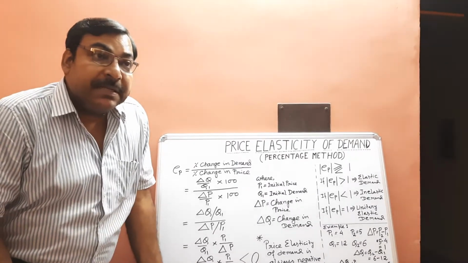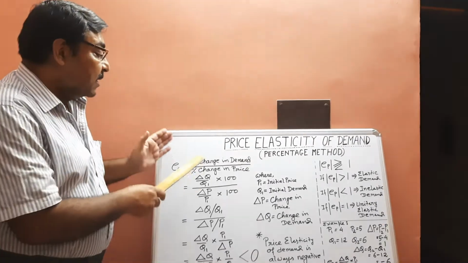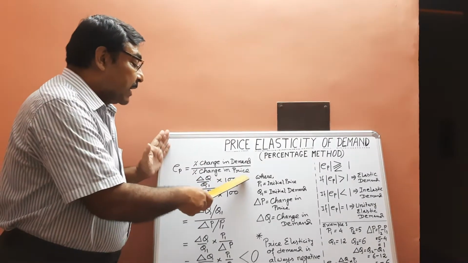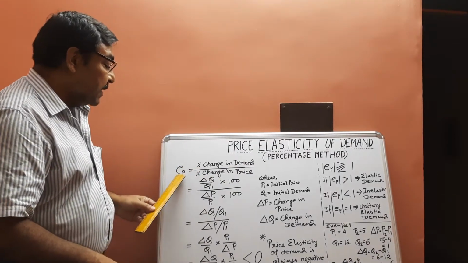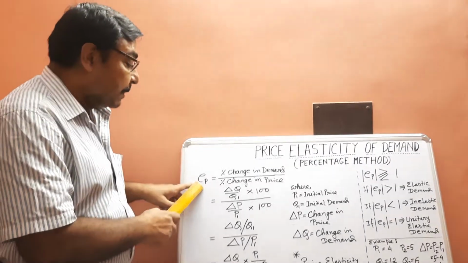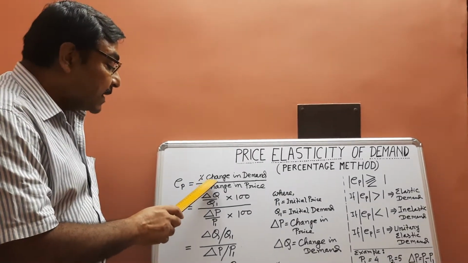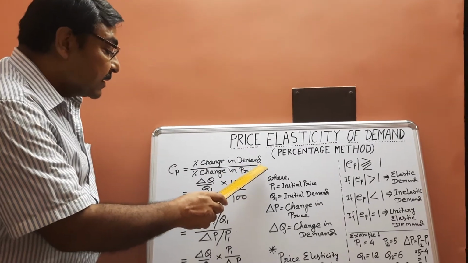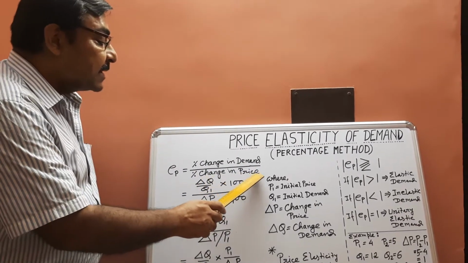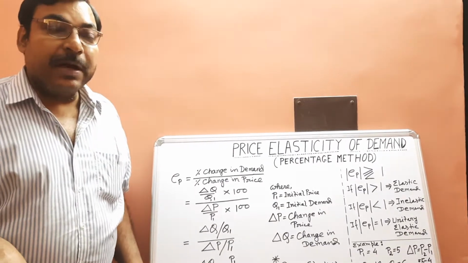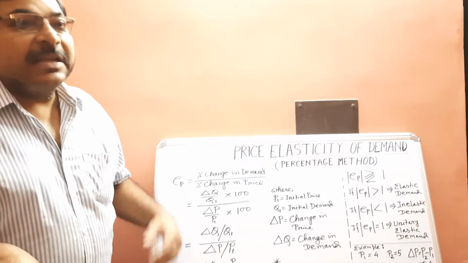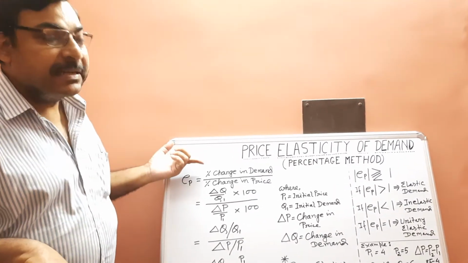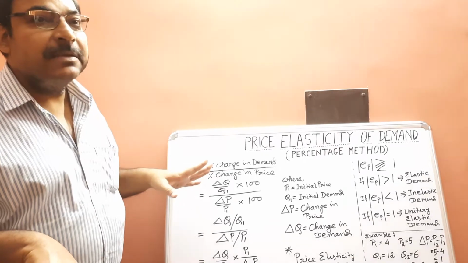How is it measured by the percentage method? This is the formula to calculate price elasticity of demand by the percentage method. EP, price elasticity of demand, denoted by EP, is equal to percentage change in demand divided by percentage change in price. So according to the percentage method, price elasticity of demand is the ratio of percentage change in demand and percentage change in price.